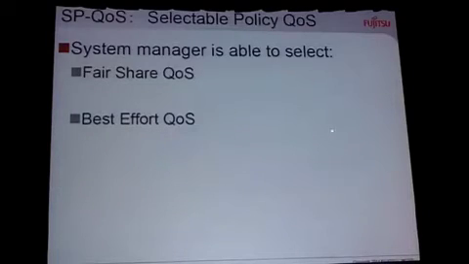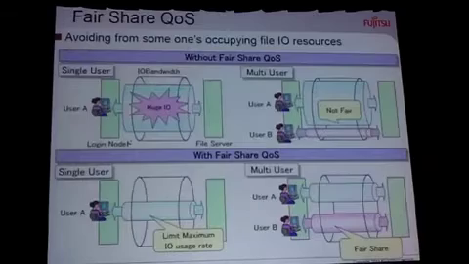Third point, we introduced Selectable Policy QoS. In our system, the system manager is able to select Fair Share QoS and Best Effort QoS. I'll talk about the first one. In Fair Share QoS, this avoids someone occupying the file I/O service.